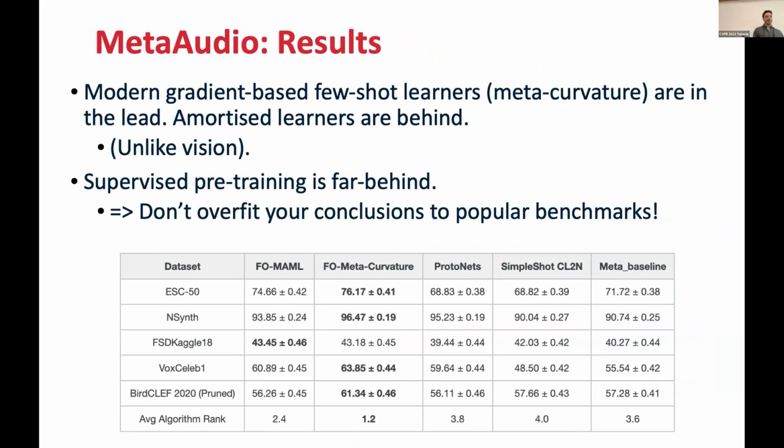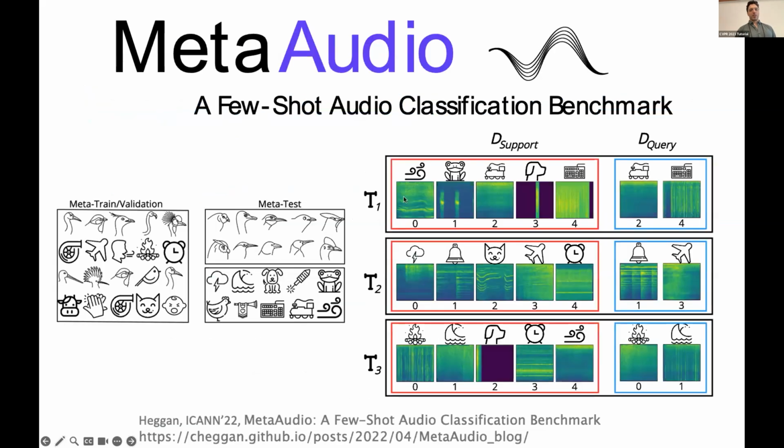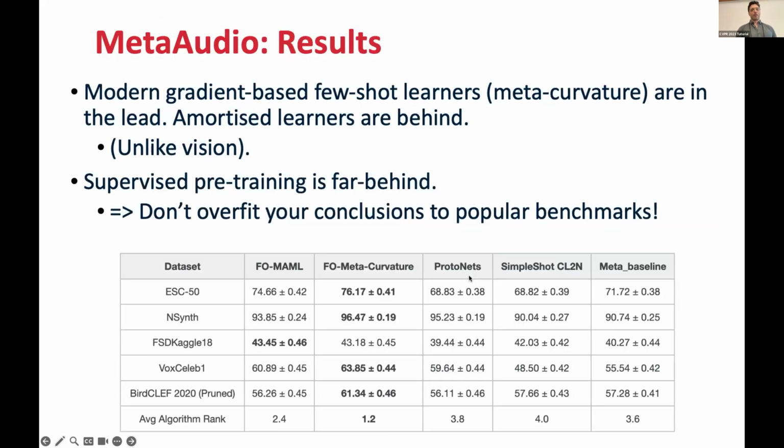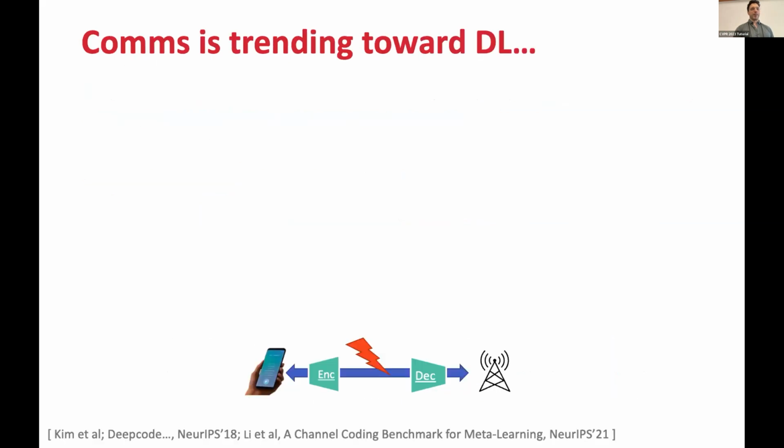So unlike the mini ImageNet ones, where the amortized learners are often leading, now the good gradient-based few-shot learners like meta curvature are massively ahead. And also the supervised pre-training is far behind. If you just do supervised learning on the meta-trained tasks and then try to do fine-tuning on the meta-test tasks, the performance is much worse. So this is quite different than the main body of results on mini ImageNet, and shows that we should really try to resist overfitting our conclusions.